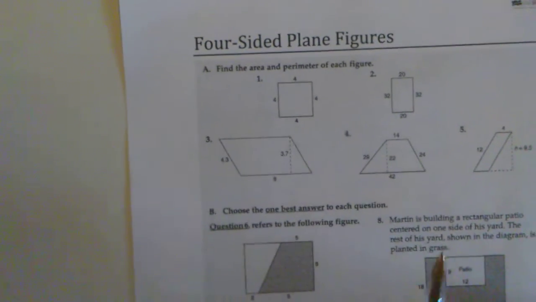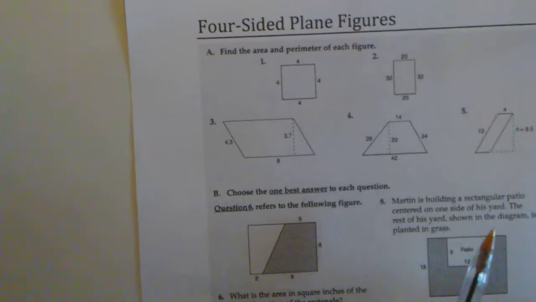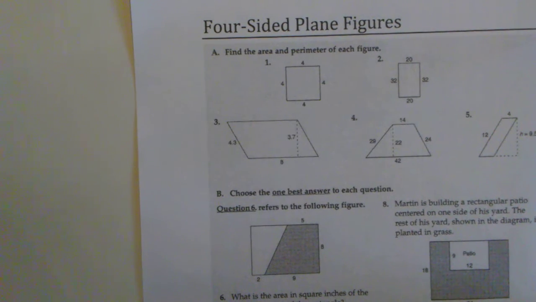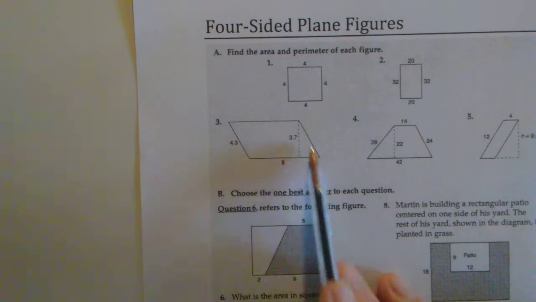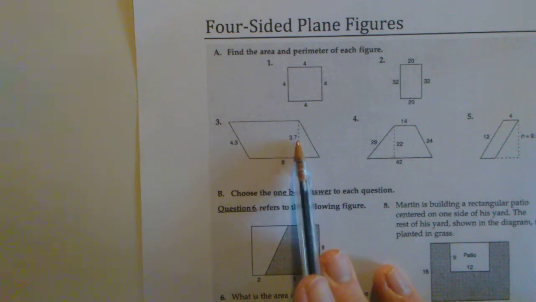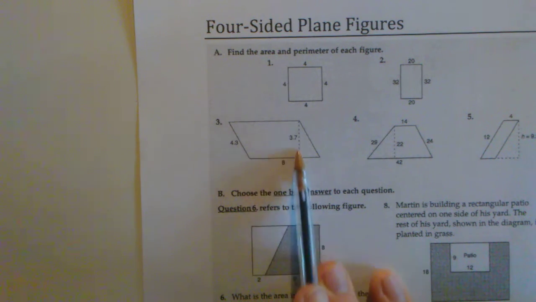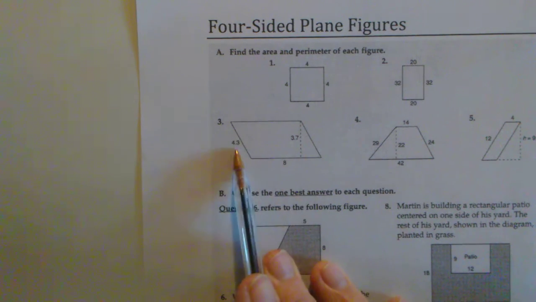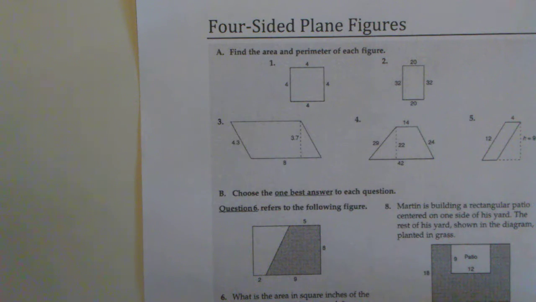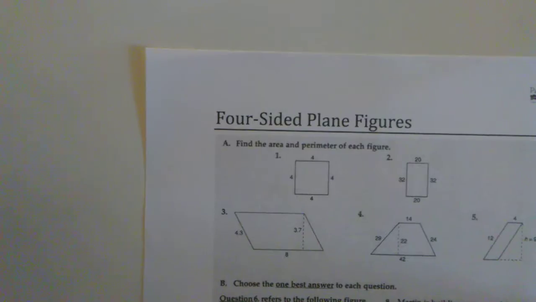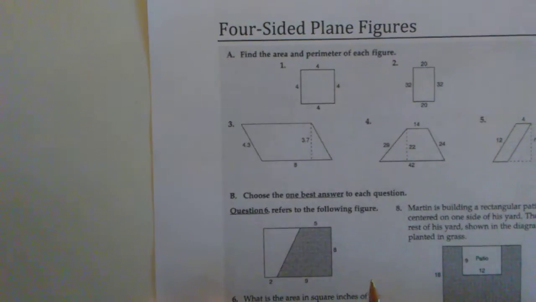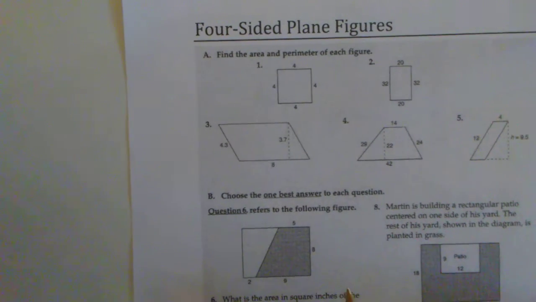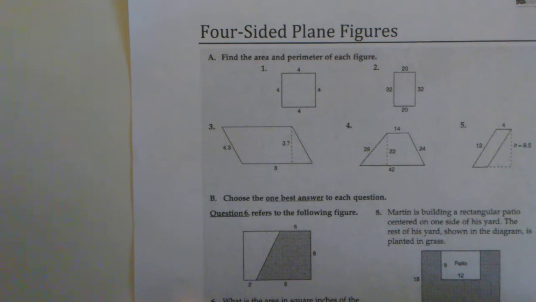Parallelogram. How do we get the perimeter? Well, let's do the perimeter first. Perimeter, you add up all the sides. Now, are we going to add that 3.7? No, that's not a side. That's the height. That we don't use for the perimeter. Perimeter is 4.35 or 6. What is that? A 6 or an 8? Jeez. Okay. Let me make this a little bigger even.